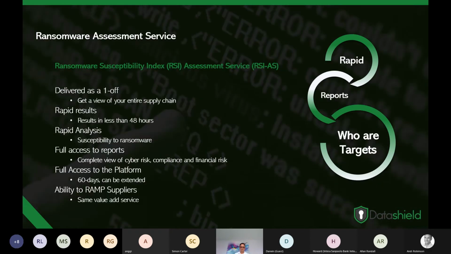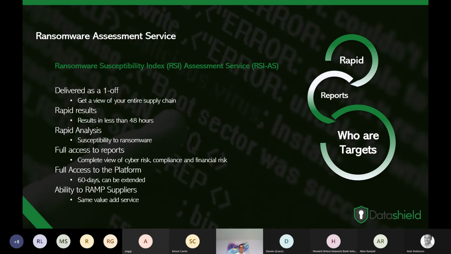One of the other services that we've just launched is a rapid ransomware assessment service. Now, this is delivered as a one-off professional services engagement to get a view of your entire supply chain. There is a minimum of 50 suppliers to start with on this particular process. We get you incredibly quick results. You get the full risk profiles and all the reports within 48 hours of knowing which ones of your suppliers are susceptible to a ransomware attack.